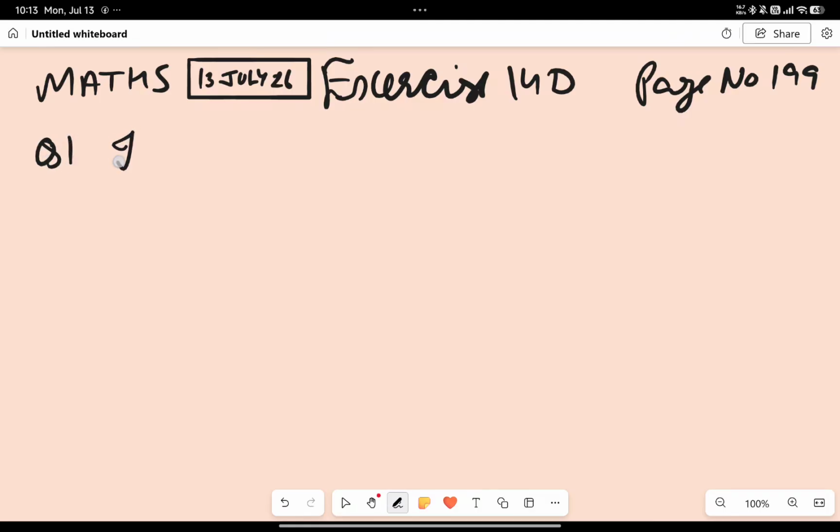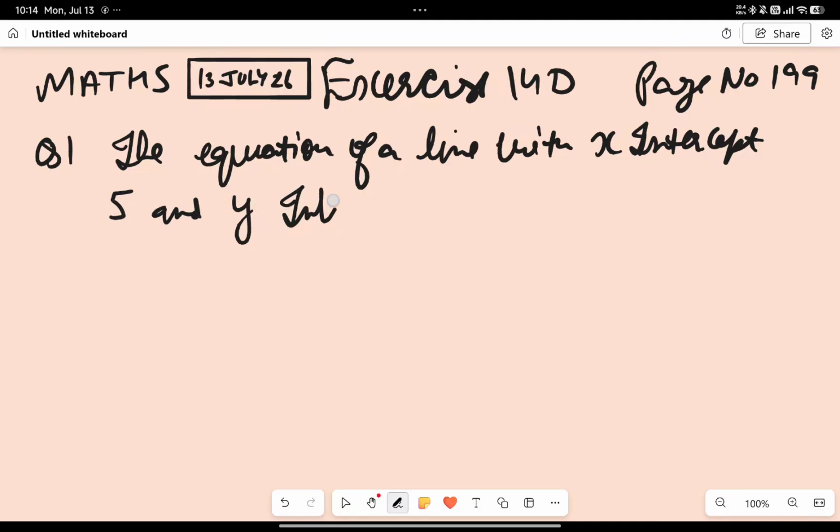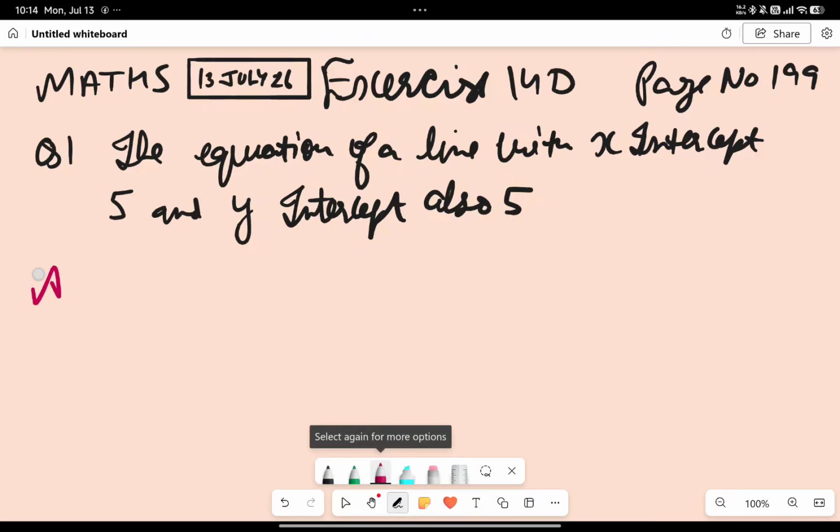Question A is: the equation of a line with x intercept 5 and y intercept also 5. First you try to understand how it looks.